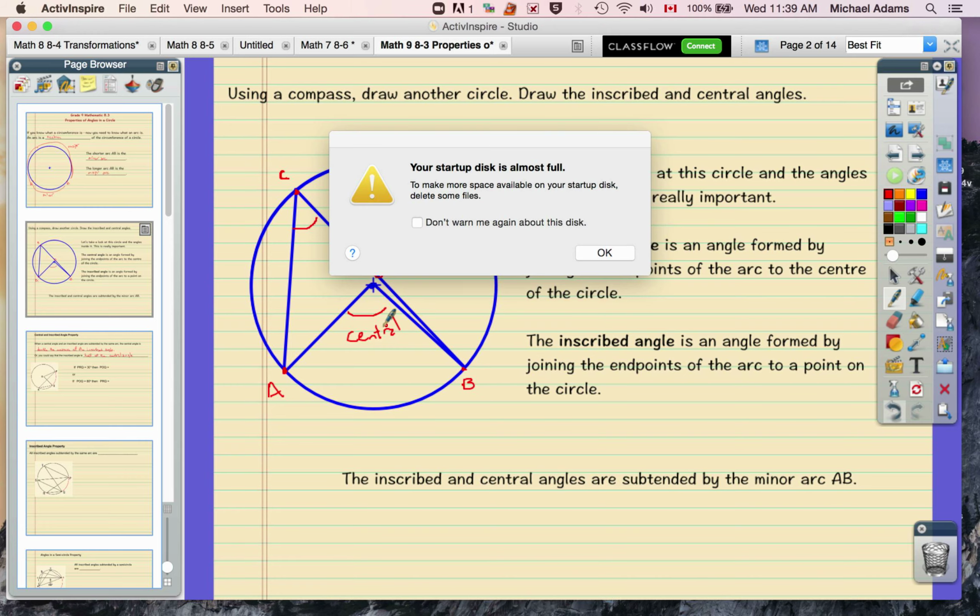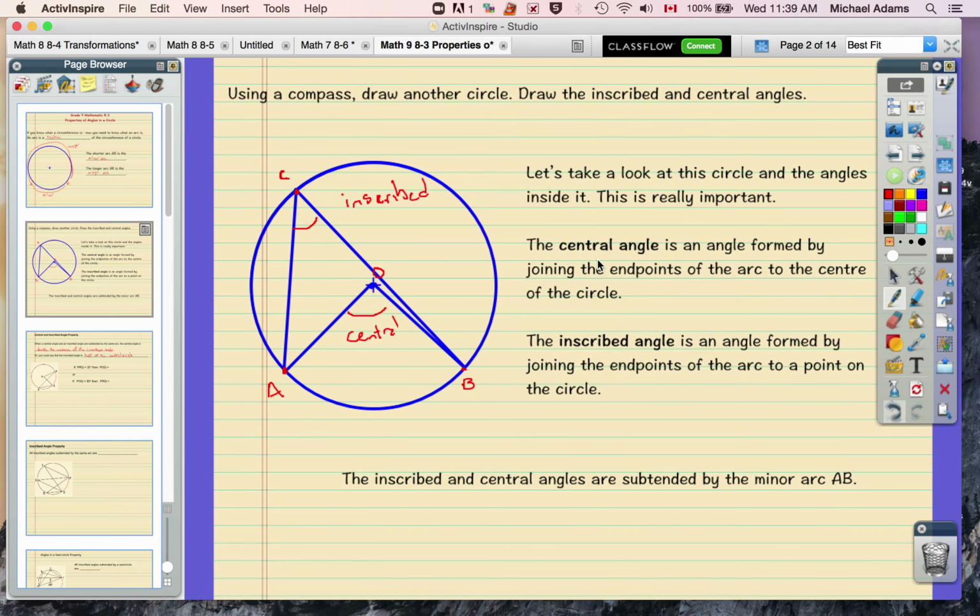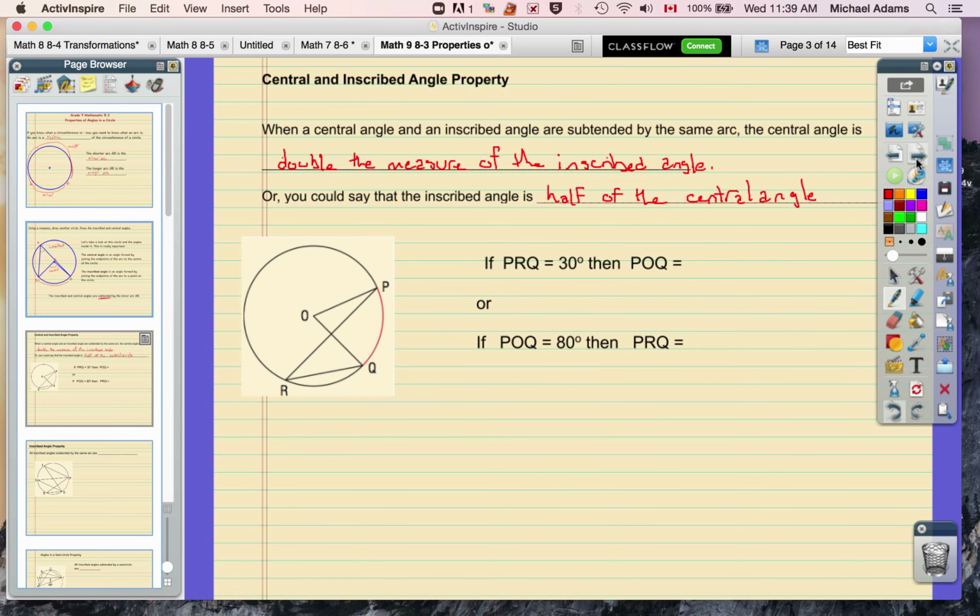Now, what's very important here is that both of these angles share the same arc. They share the same arc, they share AB. And when two angles share the same arc, we say that they're subtended. And in this case here, they're subtended by the minor arc AB. Now, there is a relationship between the inscribed and central angles, and we're going to take a look at that in those properties. So let's take a look at this angle.